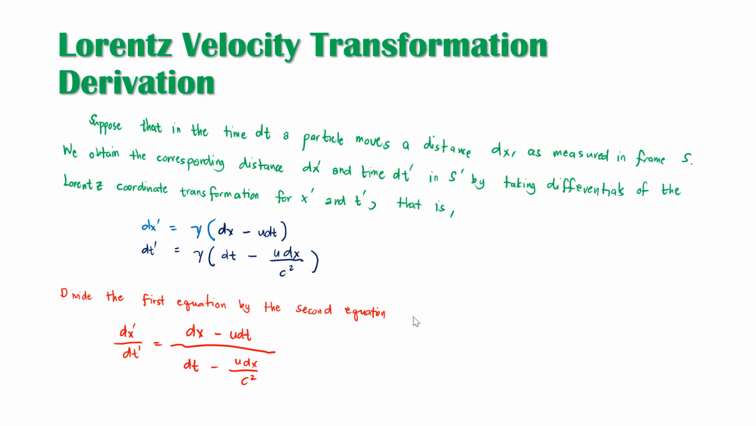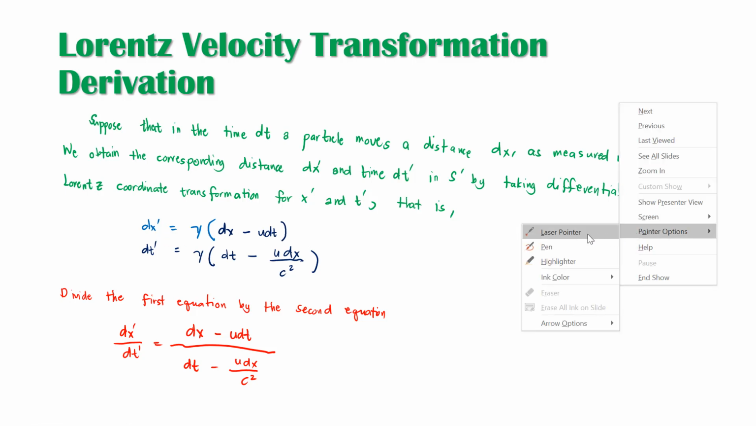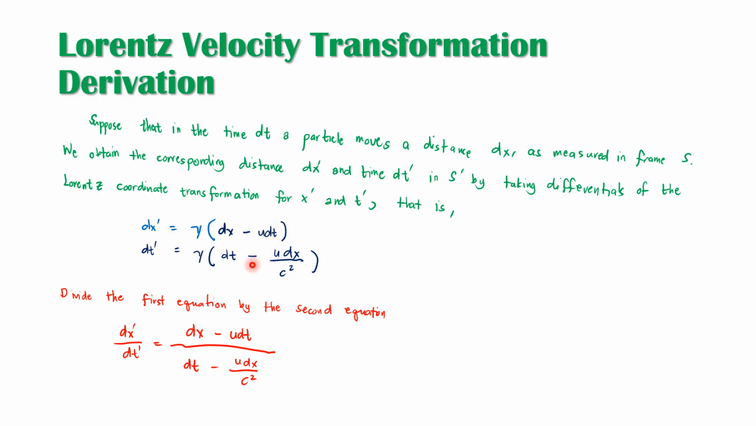Taking the differentials of x prime, we have dx prime is equal to gamma, which is just a constant, multiplied by dx minus u multiplied by dt. And the differential for t prime is this equation. We have dt prime is equal to gamma multiplied by dt minus u dx over c squared. Okay, and then we divide the first equation by this equation.